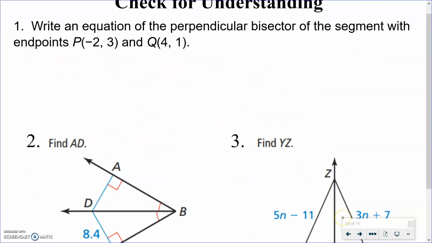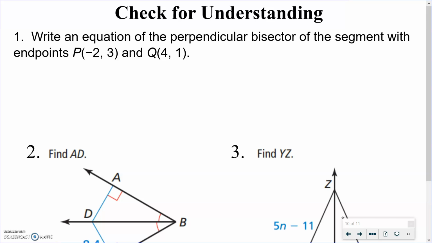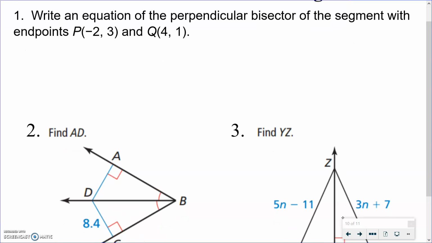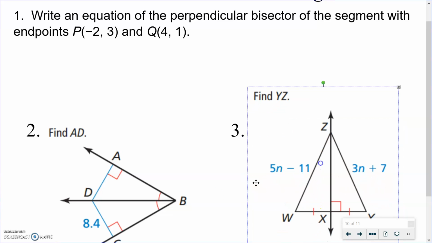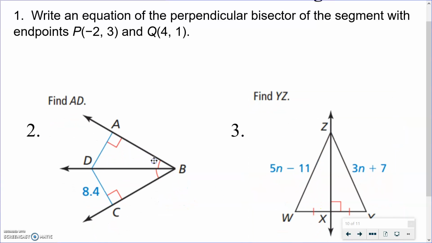Okay, last piece here is a check for understanding. I'm going to scroll up a little bit. I would like you to pause it here. I'm going to have to make these a little smaller, move them up a little. There we go, I'll just do that.